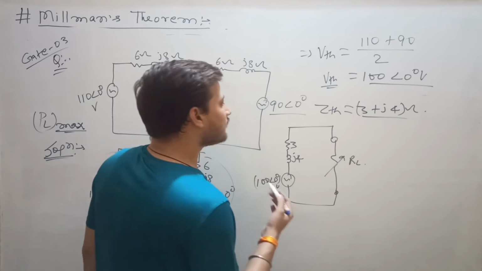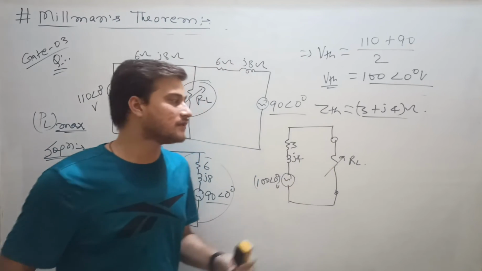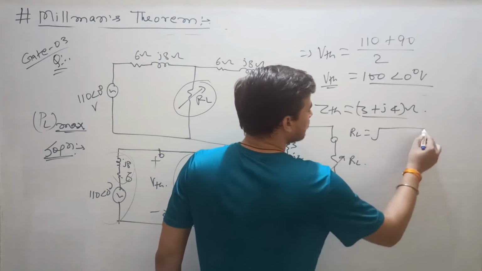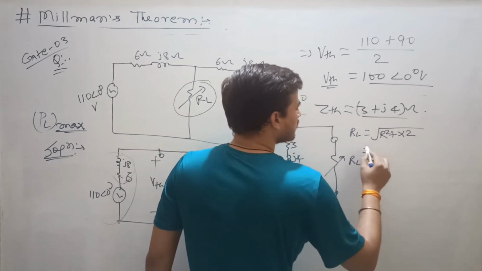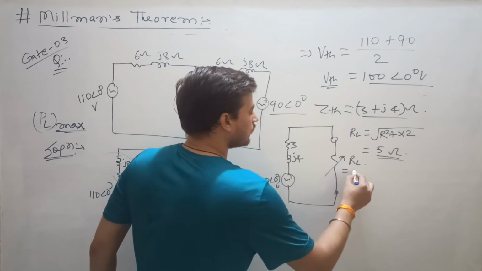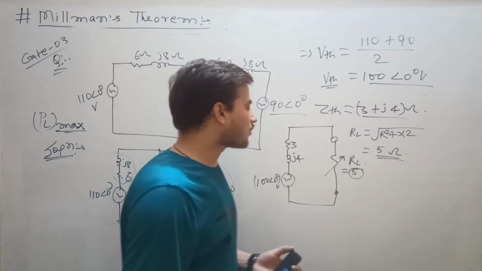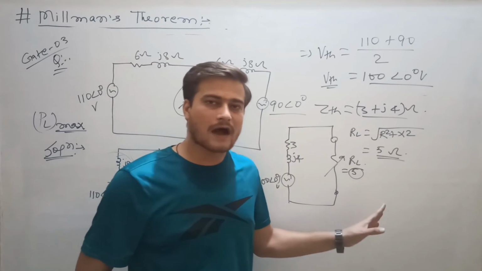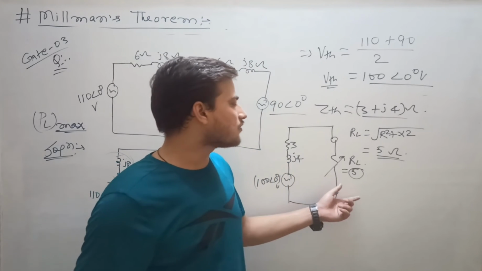Now what will be the value of RL? See, here load resistance is variable and the source has an impedance. So in this case, for maximum power transfer, RL should be equal to the magnitude of the source impedance, that means the square root of R square plus X square. So here RL will be equal to 5 ohm. Now we have to find the maximum power transfer across this load resistance RL. We got the value of load resistance equal to 5 ohm for maximum transfer of power.